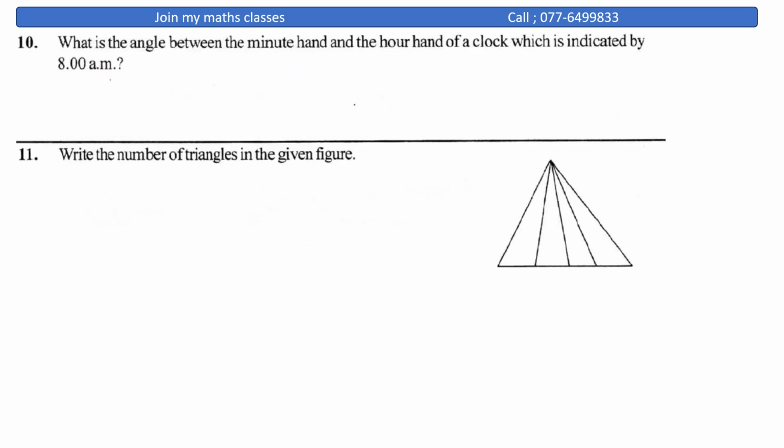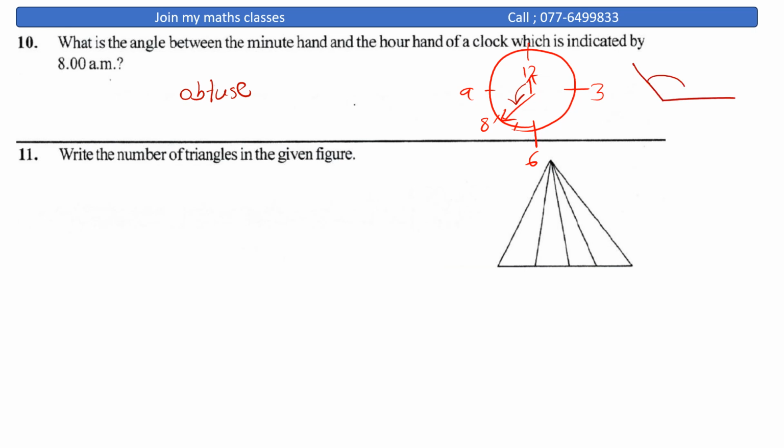What is the angle between minute hand and the hour hand of a clock which is indicated by 8 a.m.? So for that we will draw 8 a.m. Here should be 12 and 6, 7, 8. 8 is just over here. This is 9. This is 3. This is 6. So the hands should be like this. If you measure this angle, it is something like this. So what is the angle? This is an obtuse angle.